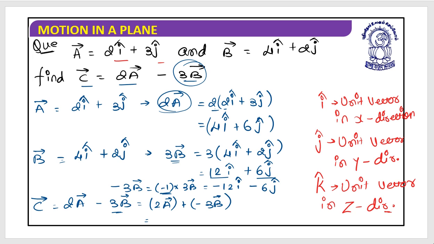Yes. So 2A would be 4i plus 6j plus minus 12i minus 6j. The 6j terms cancel out, and the remaining term is 4i minus 12i, which is minus 8i.